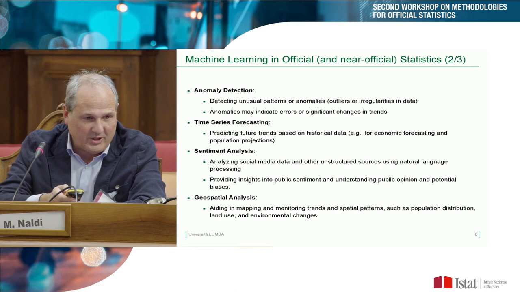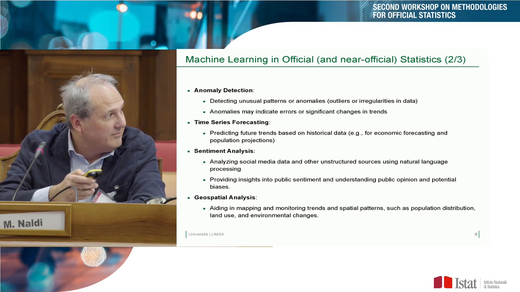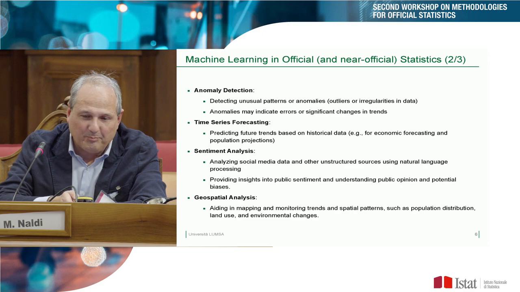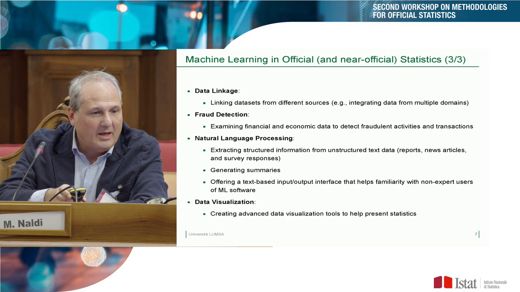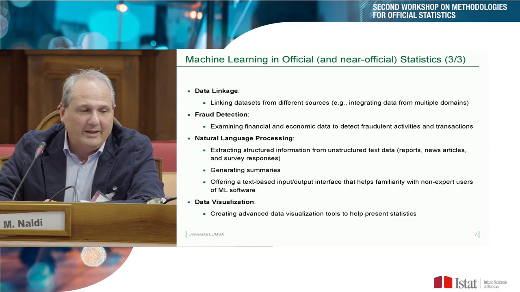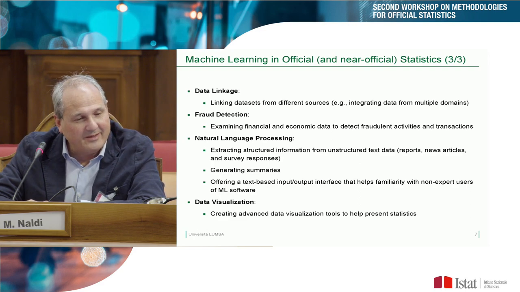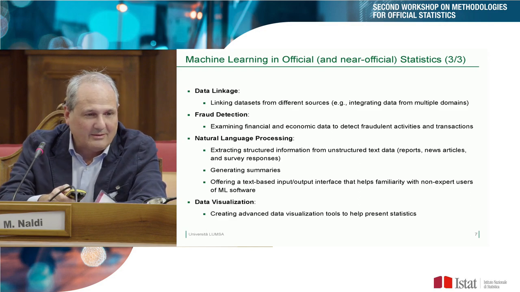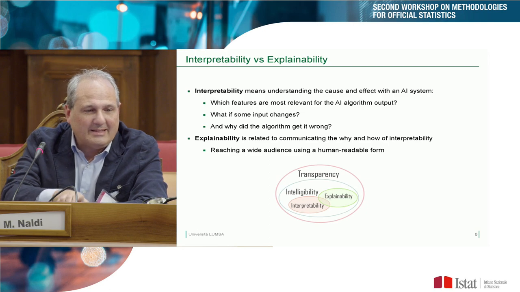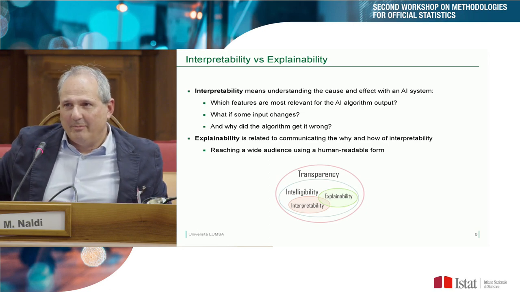We can use it for geospatial analysis, so we have just seen something in the talk just before mine. We can use it for data linkage, so trying to integrate data sets from different sources, and so this is again a classification task. We can use it for fraud detection, so understanding the amount of frauds taking place in a given context. We can use it in NLP and in data visualization. So, ending a boring list, let's see what is meant by explainability.